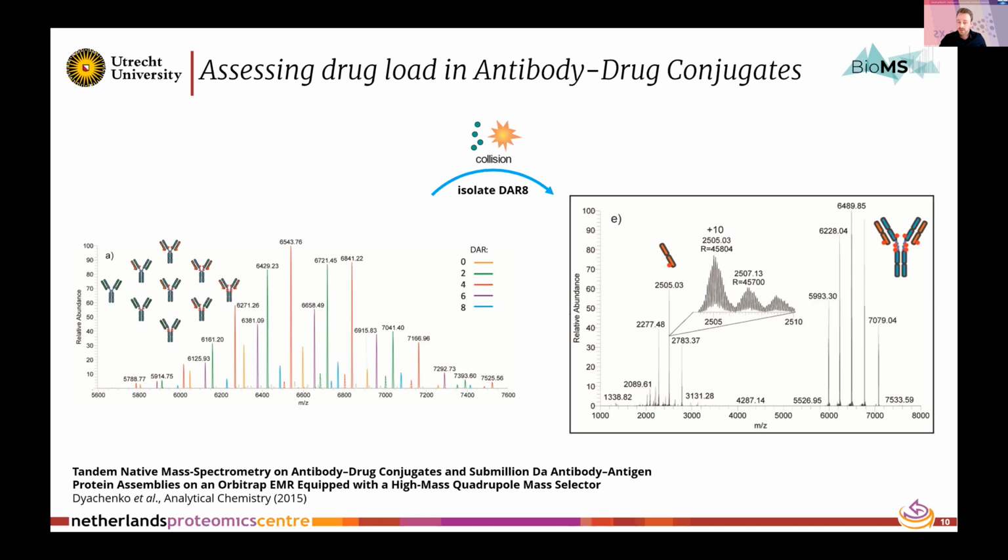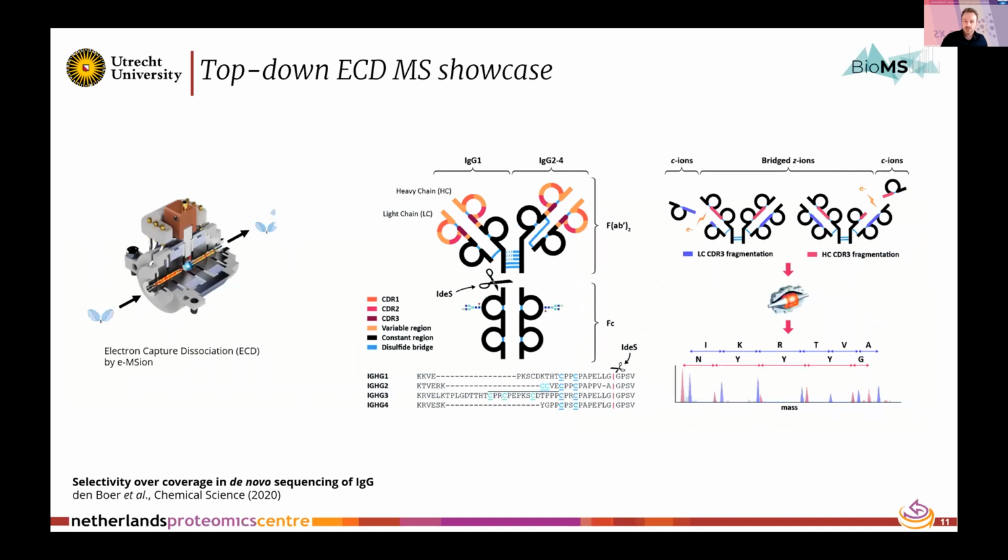And of course, you can go much further with this. For example, if you want very detailed information of where your conjugated drug or modification is exactly, you can use other ion activation types that provide you more fragments of the antibody, which allows you to pinpoint exactly which residues hold these kinds of conjugations. What I want to show you next is another application of top-down MS in our lab, which we use for obtaining antibody sequence information.